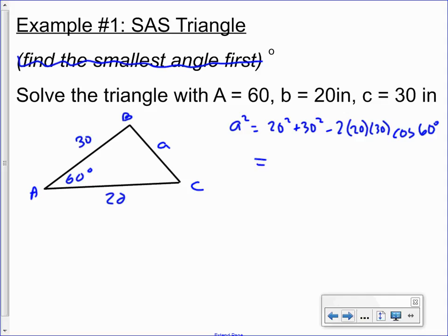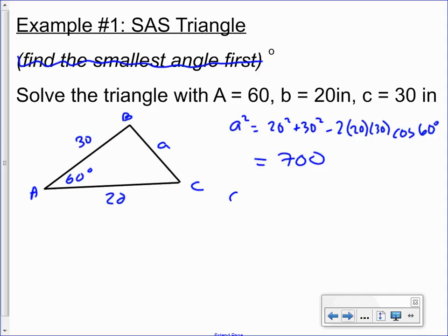Okay, here we go. You literally type this into your calculator. What did you get? Before you square root it, it actually turns out to be a lovely number, because isn't cosine of 60 like a half? Did you get 700? Because I did.